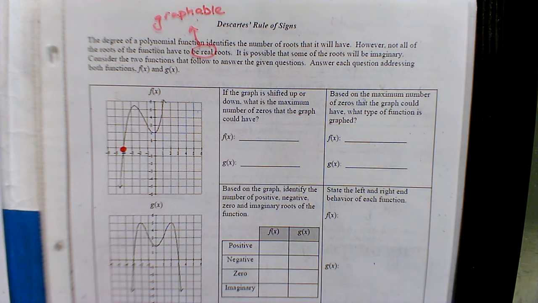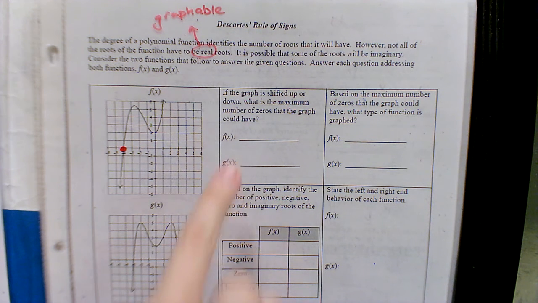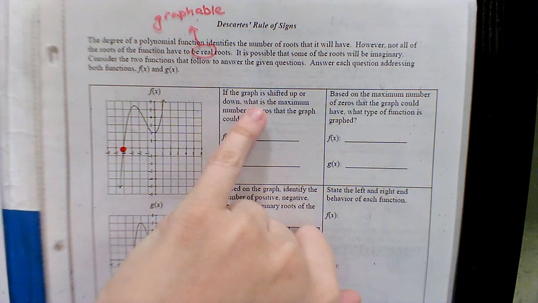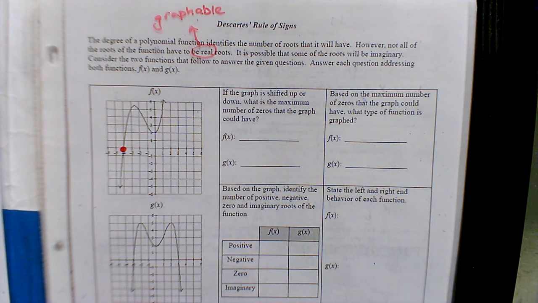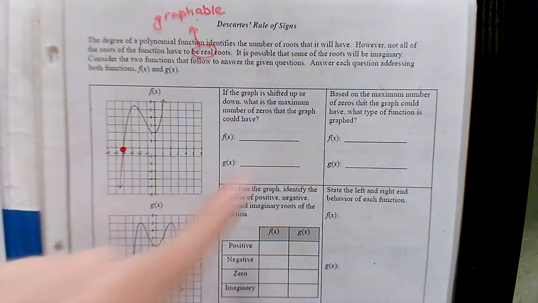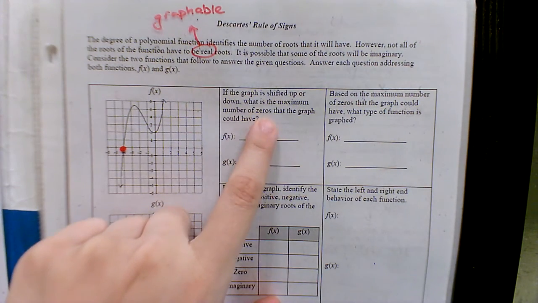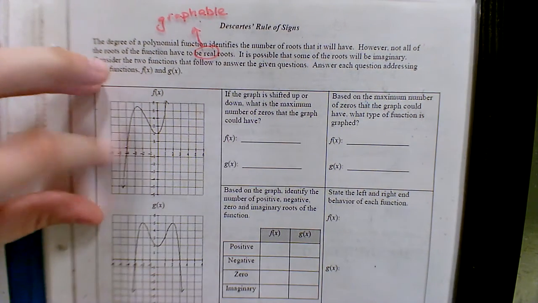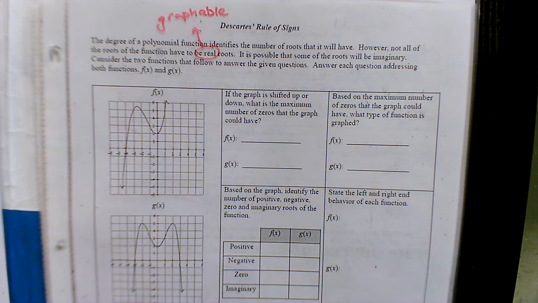We're going to investigate this idea a little bit further. We know we should have so many x-intercepts based off the degree, but how can we determine how many are real and how many are imaginary? Let's think about this. If the graph was shifted up or down, if you were to pinch this graph and move it up and down, what is the maximum number of x-intercepts that it could have? Could you visualize that if you were to move it? How many times would it cross the x-axis at most?